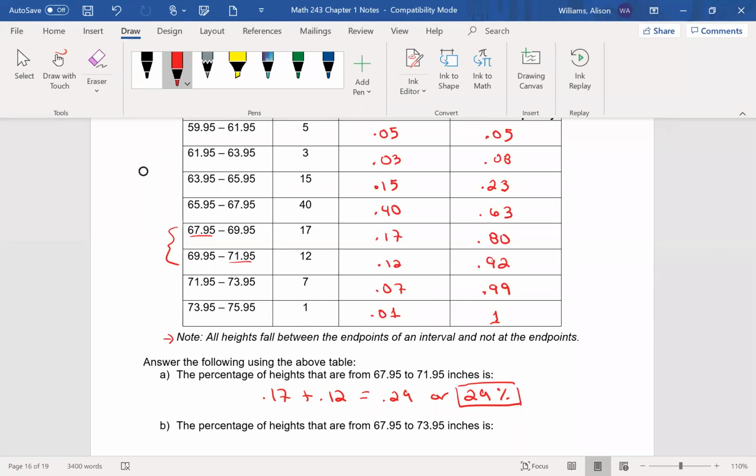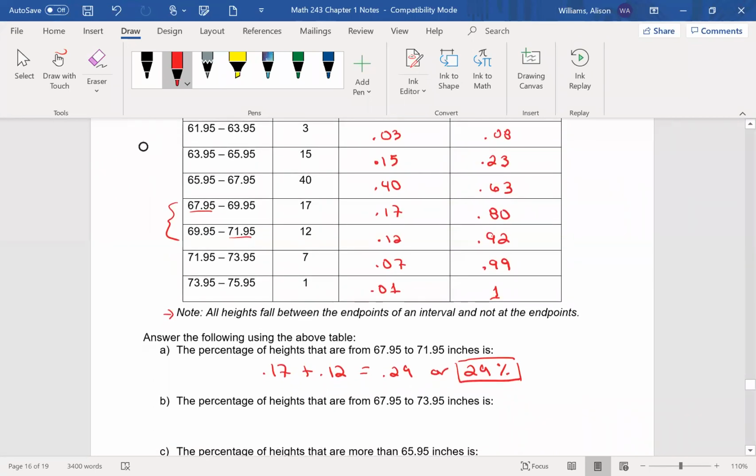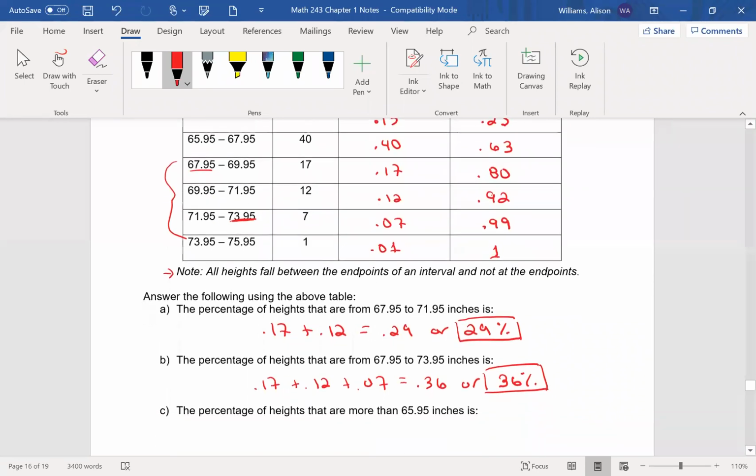Okay, so now they want to know the percents of the heights from 67.95 to 73.95. So that's actually going to include the same two categories, but then it's going to go up one more category to here. So we're going to look at these three categories. So we're adding the 0.17, the 0.12, and the 0.07 for a total of 0.36 or 36%. So if this makes sense to you, go ahead, pause the video, fill out the rest on your own, and then compare your answers with me.